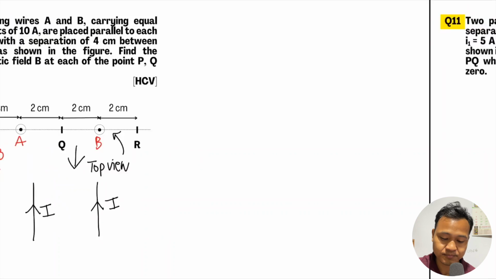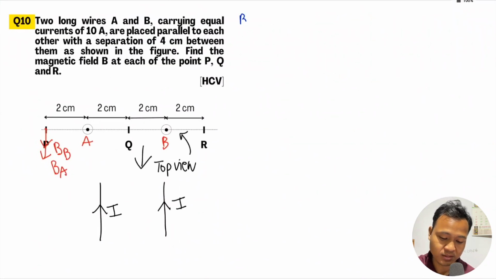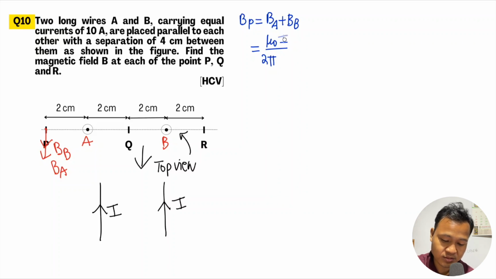So first let's see B at P, which is B due to A plus B due to B. That means mu naught into I divided by 2 pi D, the formula for an infinite wire. Here mu naught is 4 pi into 10 power minus 7, current is 10 ampere, divided by 2 pi into D, where D is 2 centimeter, that is 10 power minus 2. This is due to this wire.